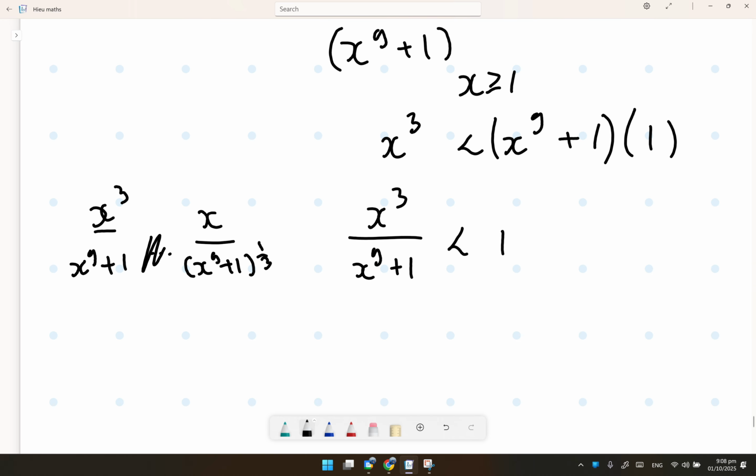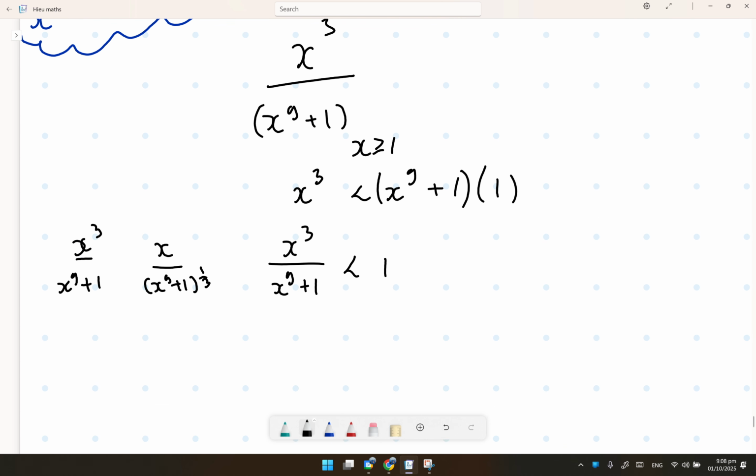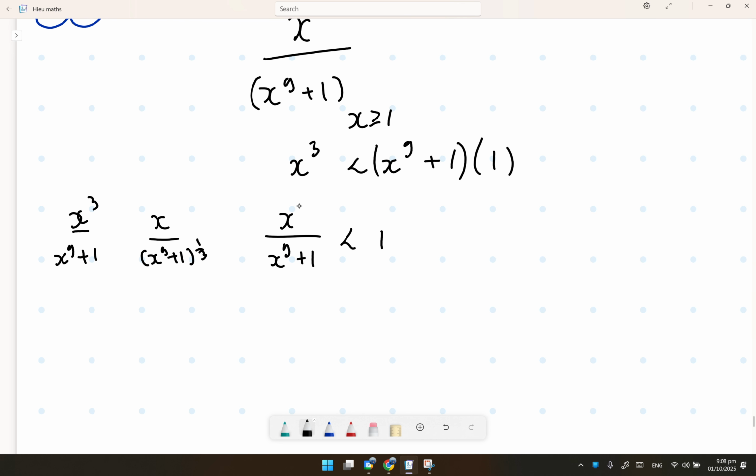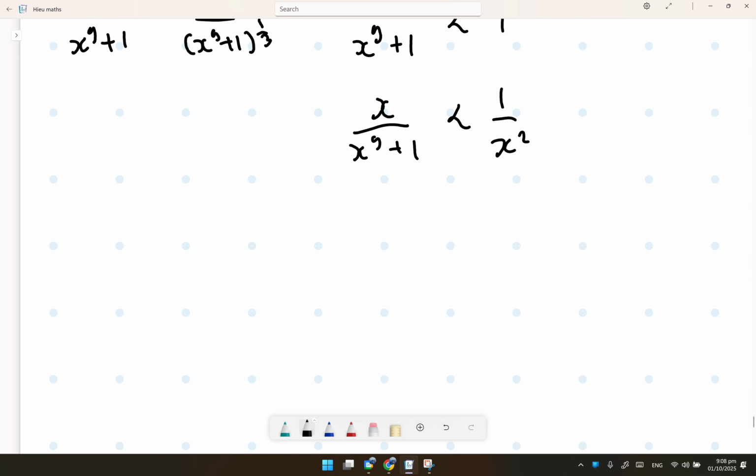Oh, I was thinking we could cube root it to get it similar. Let's cube root everything. Sorry, ignore what I said. I was thinking that I could divide both sides by x squared. So that would be x over x to the 9 plus 1 is smaller than 1 over x squared. We know that 1 over x squared is convergent because n is larger than 1.